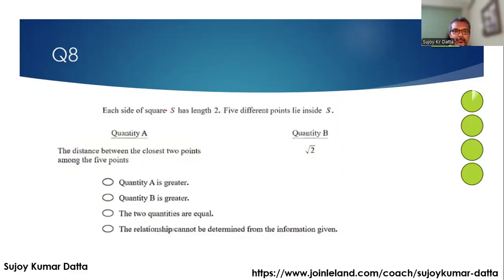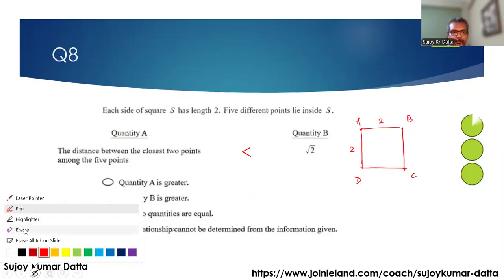Next. Each side of square S has length 2. 5 different points lie inside S. They are saying the distance between the closest 2 points, and you have to compare it with root 2. So if I take the square of side length 2, let's call it ABCD, and the distance between the closest 2 points. Now obviously I can pick two closest points very close to each other, right? So definitely the minimum value is smaller than root 2, B is bigger. There is no doubt about it.